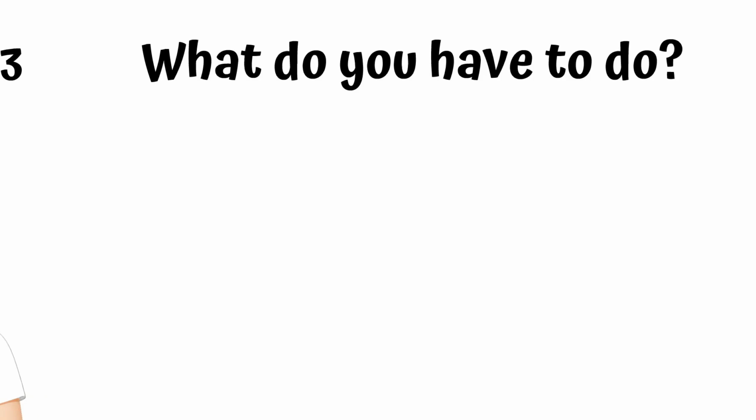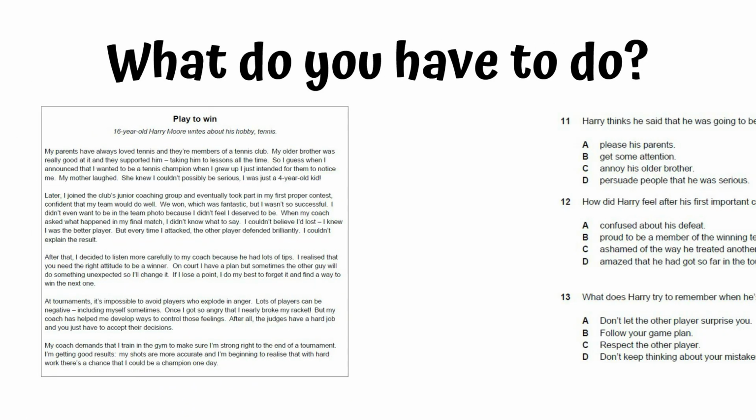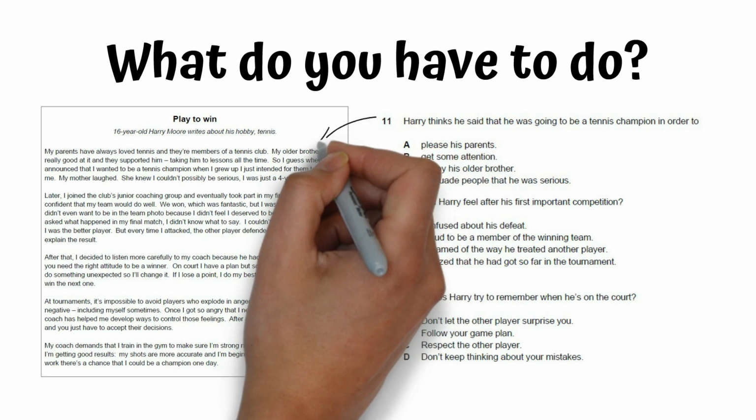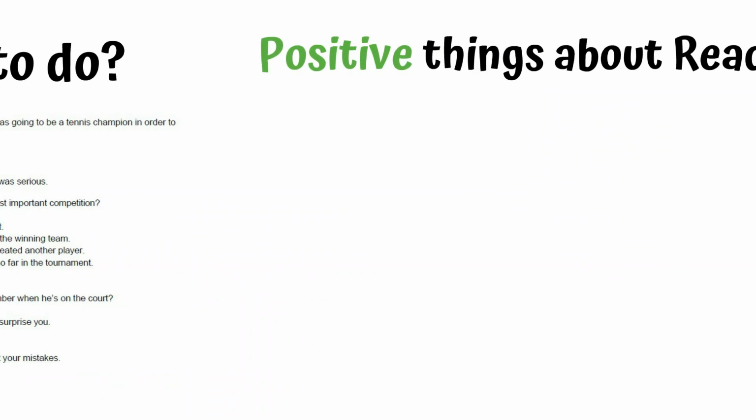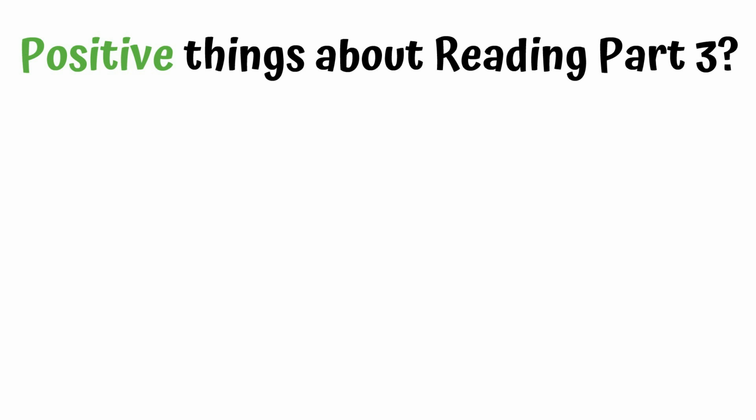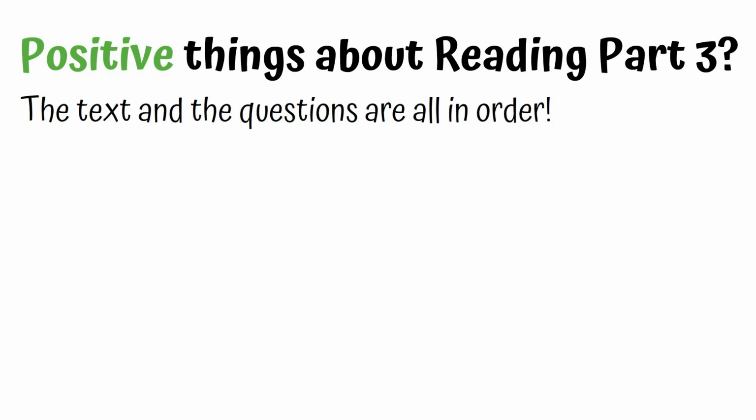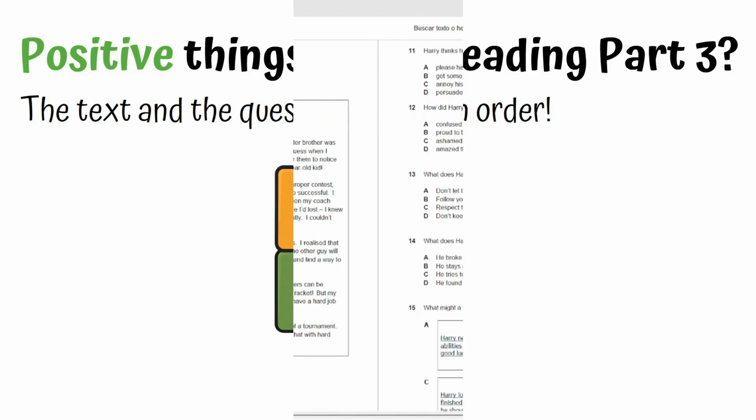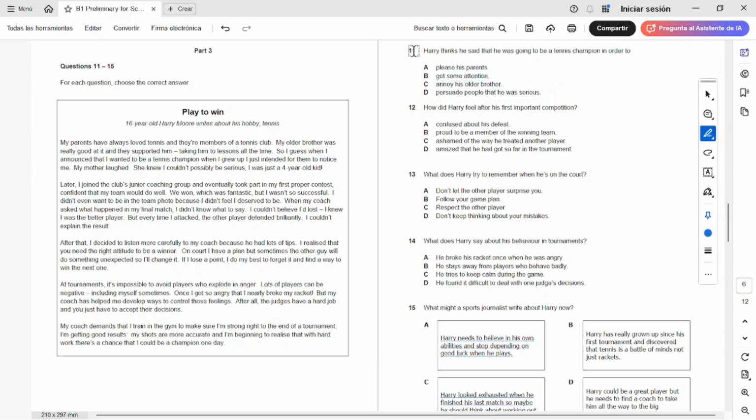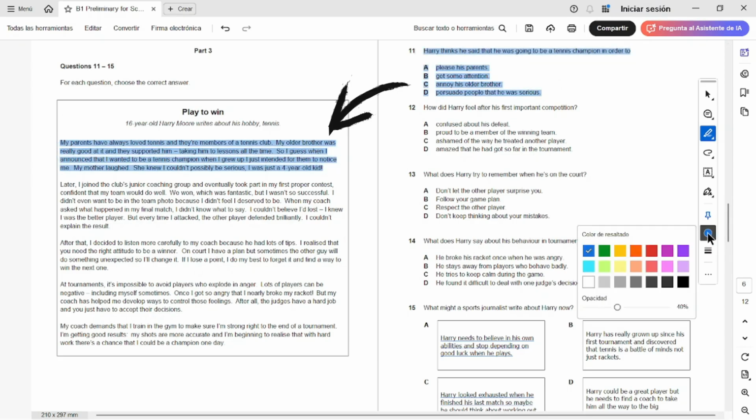In reading part 3, you need to read a text and answer some questions about it. A positive thing about reading part 3 is that all the text and all of the questions are in order. What does in order mean? Well, let me explain. Now, the answer for question 11 is normally in the first paragraph.